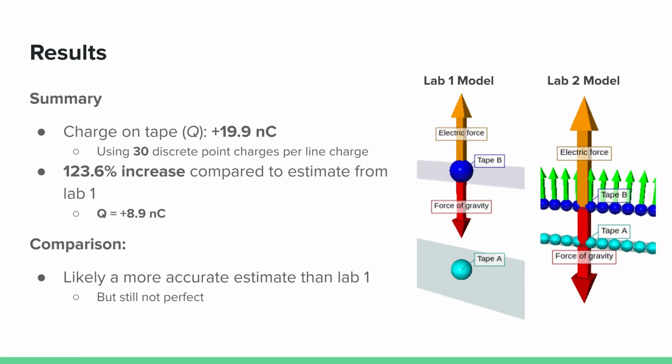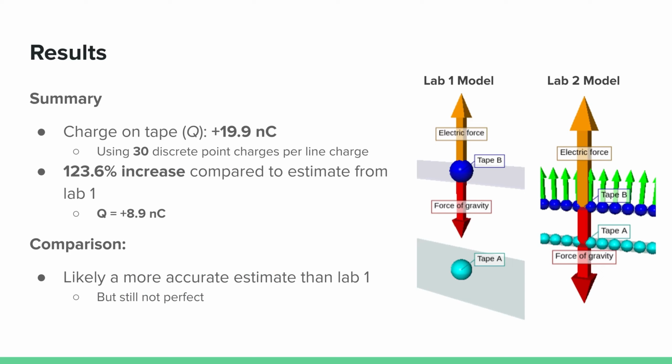The charge on each piece of tape using the idealized model was determined to be around positive 19.9 nanocoulombs, using 30 discrete point charges per line charge. This represents a 123.6% increase compared to the estimate obtained in Lab 1, where I chose to instead model the charges on both pieces of tape as identical point charges located at their centers and estimated the charge on each to be around 8.9 nanocoulombs. These estimates likely differ simply because they model the charge with different distributions, and that affects how it falls off and affects other objects around it.